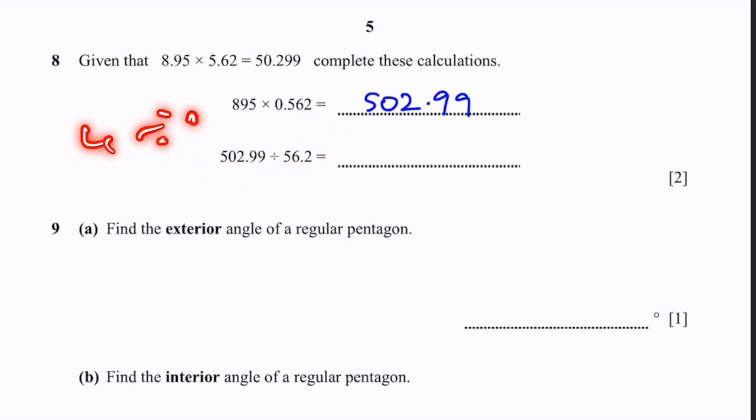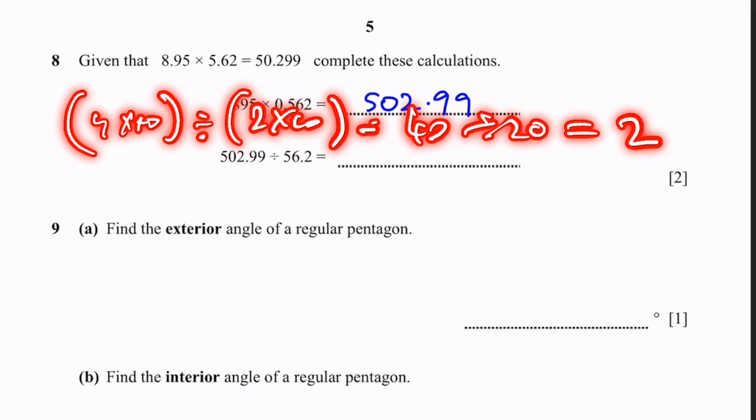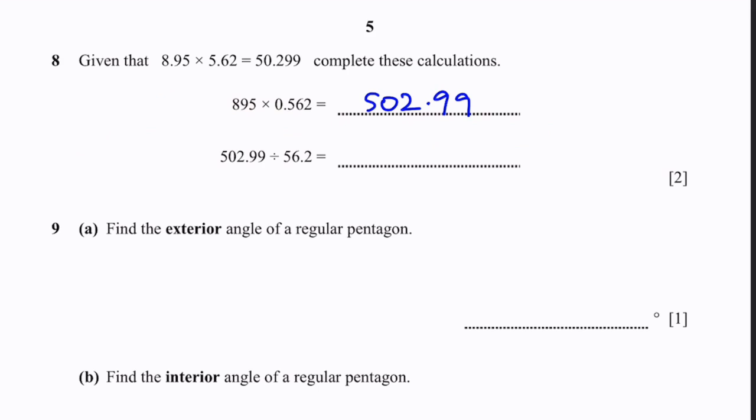4 divided by 2 is 2. We know that, right? If you multiply 4 into 10 and divide that by 2 into 10, that'll be 40 divided by 20, which is still 2. The answer does not change. Using that, we can say that this number multiplied by 10 divided by this number multiplied by 10 is still the same number over here, the same quotient. That's why the answer is 8.95.